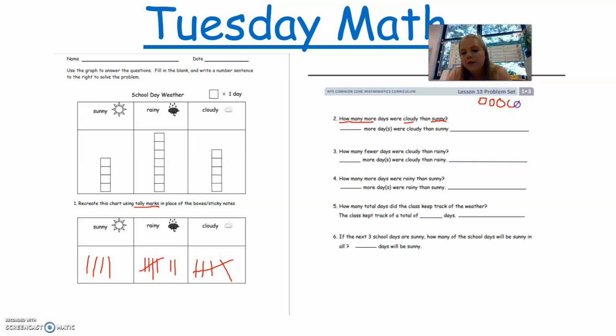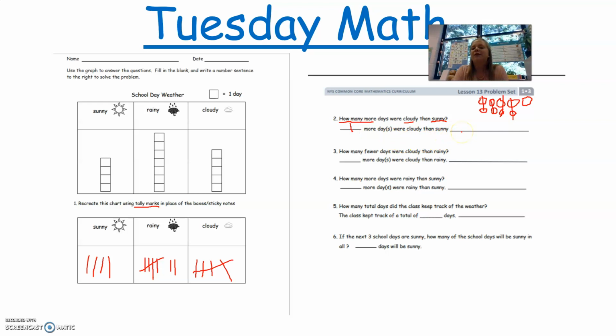3, 4, 5. Okay, and how many days were sunny? 1, 2, 3, 4. 1, 2, 3, 4. Okay, what can I do? Cross out my pairs. How many do I have left over? 1. So there was one more cloudy day than sunny day.